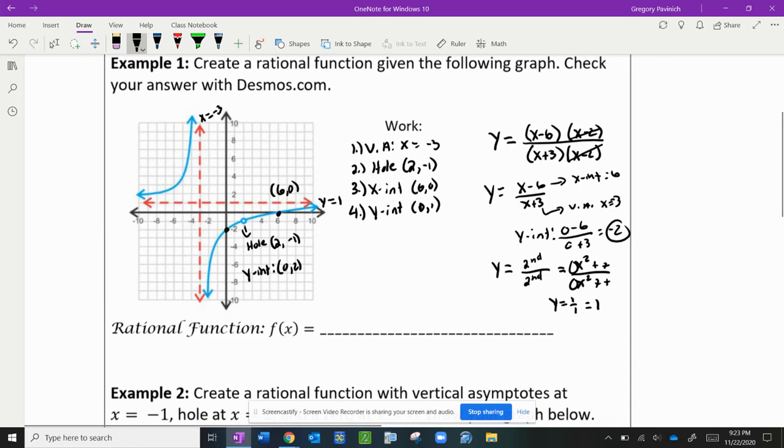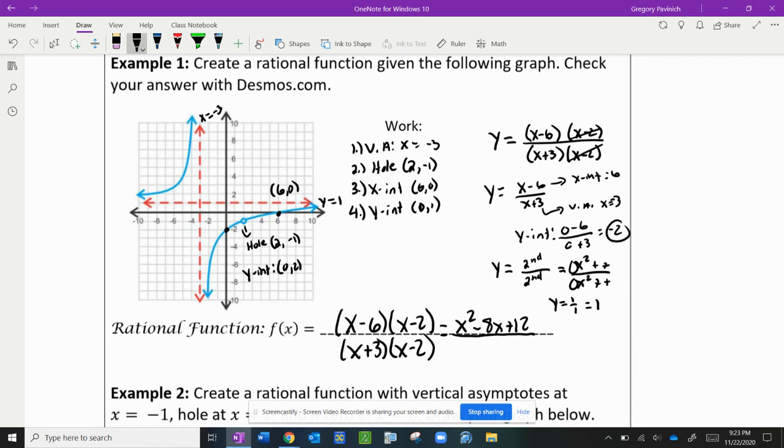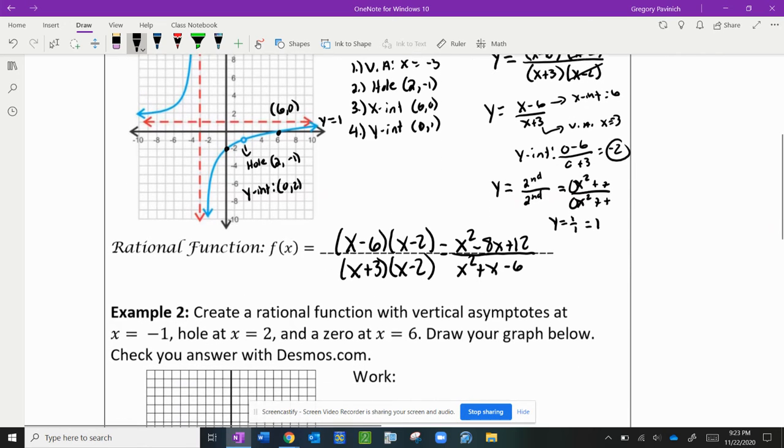So it looks like everything that I've created so far is perfect. x minus 6 times x minus 2 over x plus 3 times x minus 2 is my function. And I could write it out in expanded form if I wanted to. This would be x squared minus 8x plus 12 over x squared plus x minus 6. And there are my two second degree polynomials.